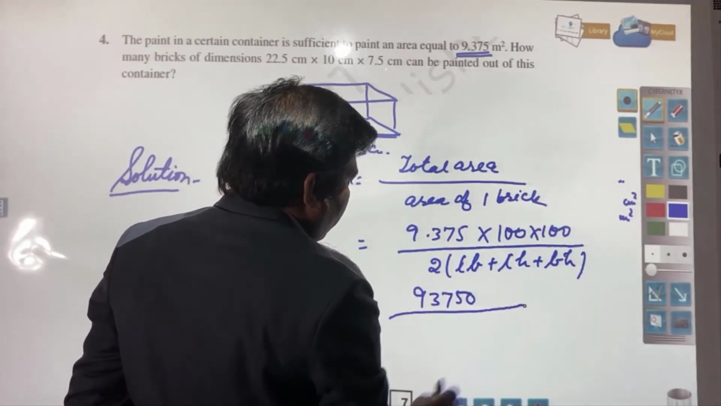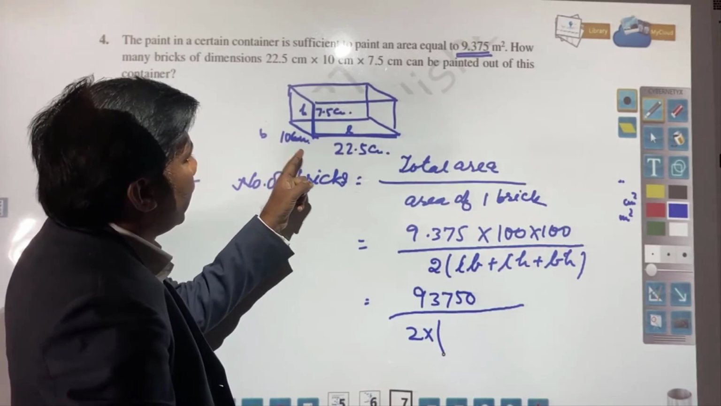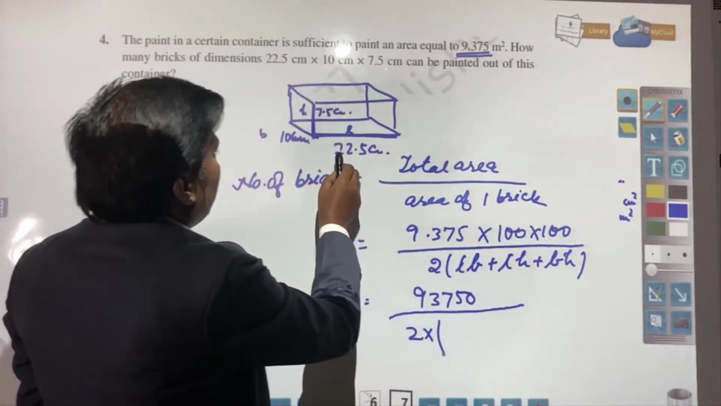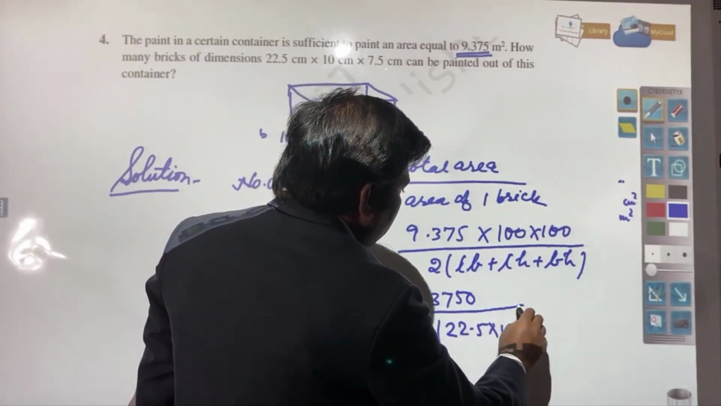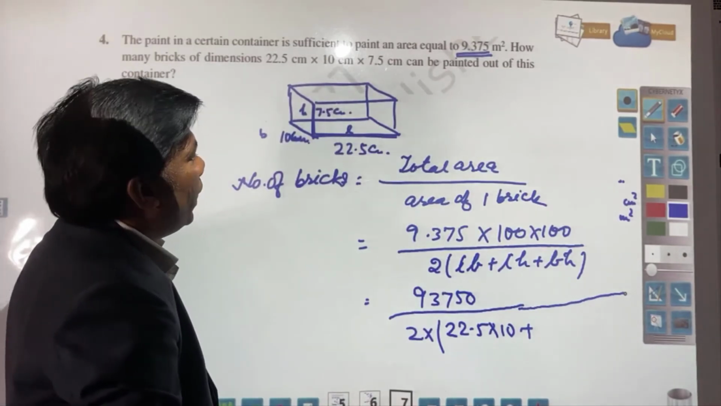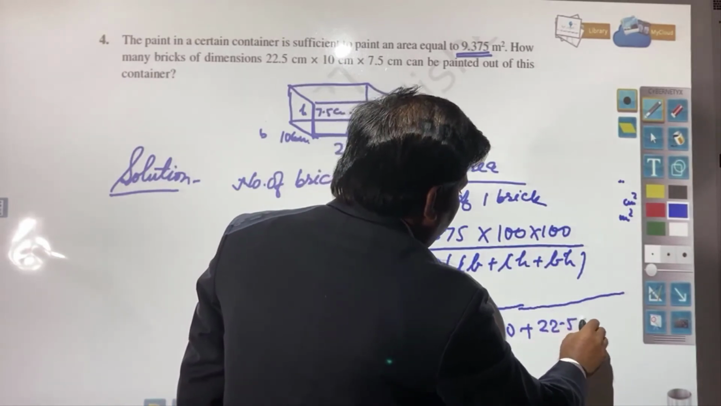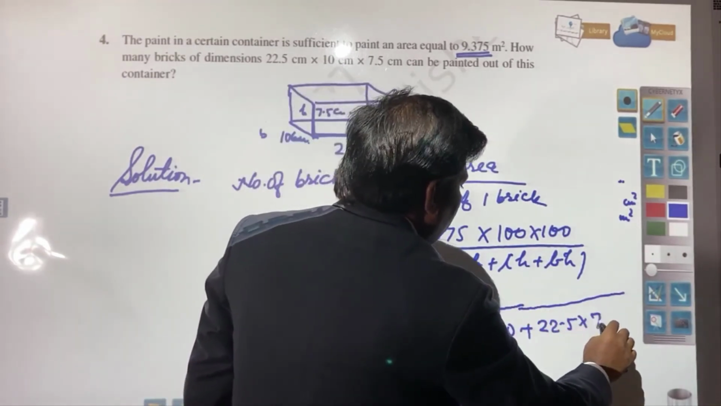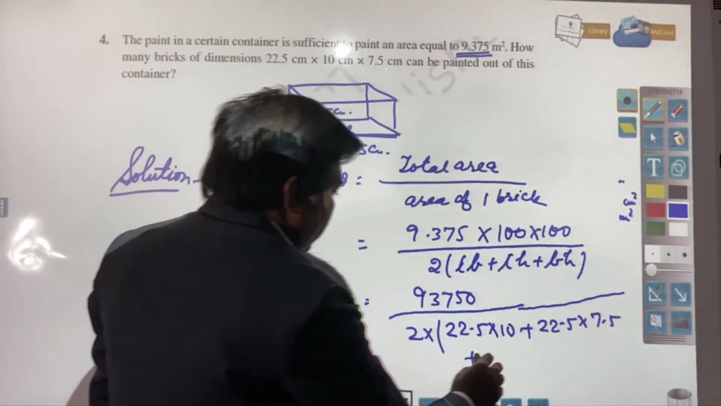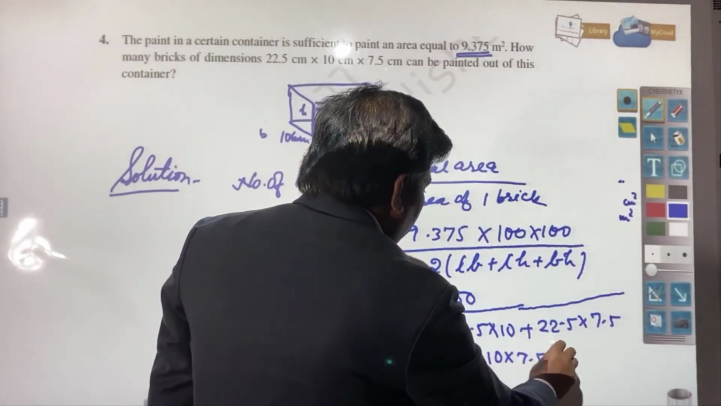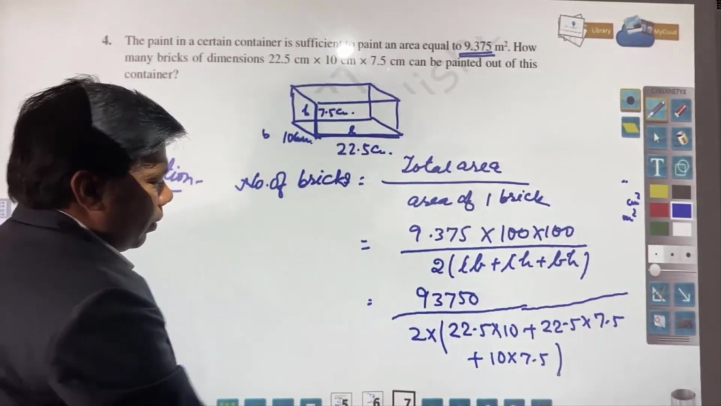So this can be written as 93750 divided by 2 into, here you have, L into B, which means 22.5 into 10, plus L into H, 22.5 into 7.5, and plus B into H, which means 10 into 7.5. So this you simplify.